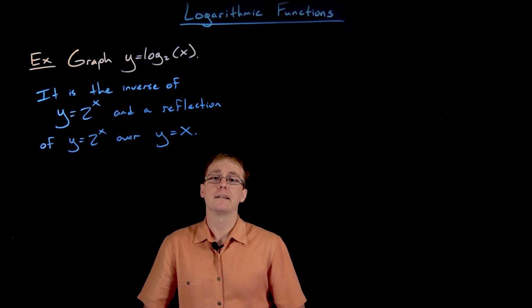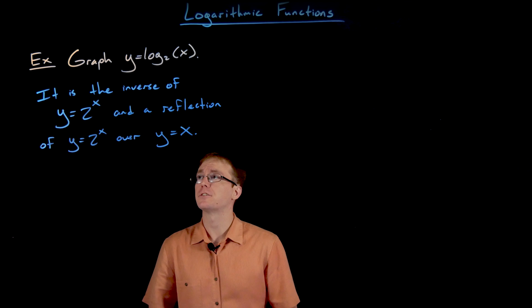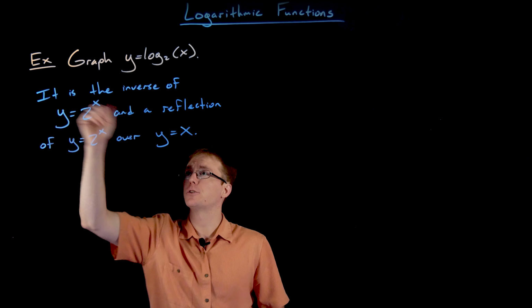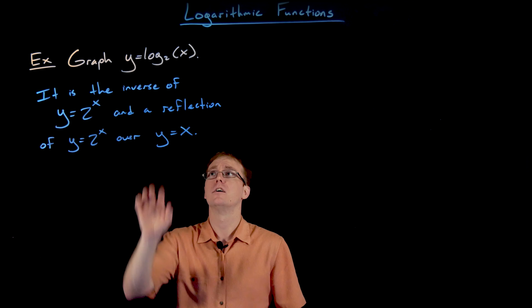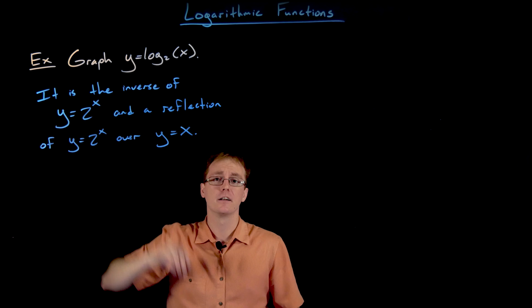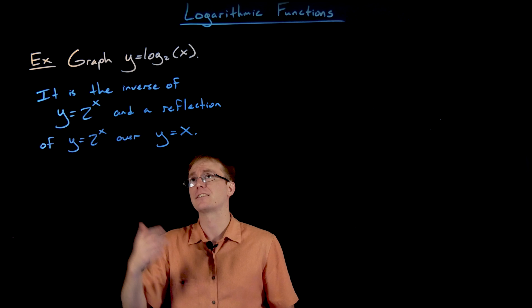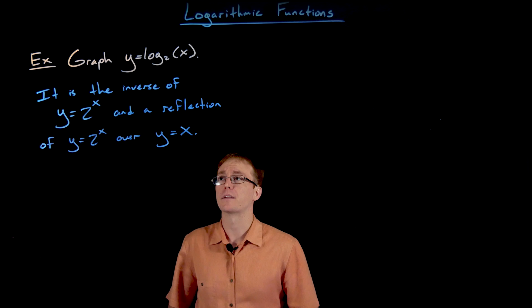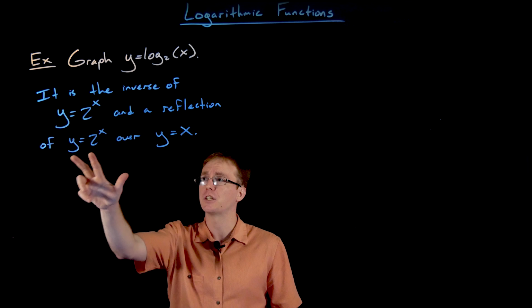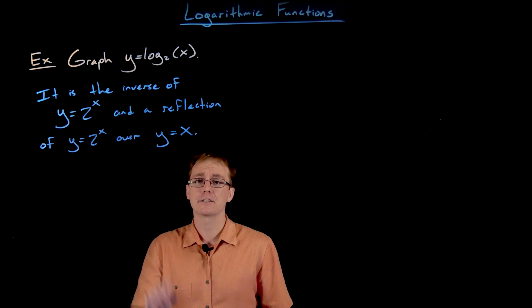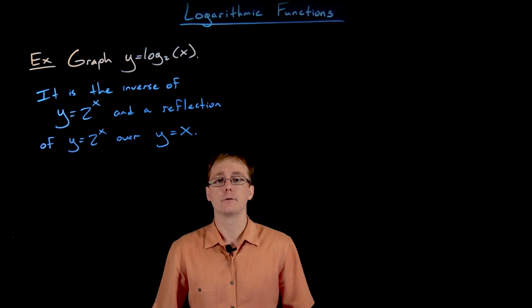So just to put that in writing, if we want to graph y equals log base 2 of x, the information that's going to help us do that is that it is the inverse of the equation y equals 2 to the x. Although if we wrote that equation in its exponential form, it'd look like x equals 2 to the y, but ignoring that, it's the inverse of y equals 2 to the x, and therefore just a reflection of y equals 2 to the x over that line y equals x.